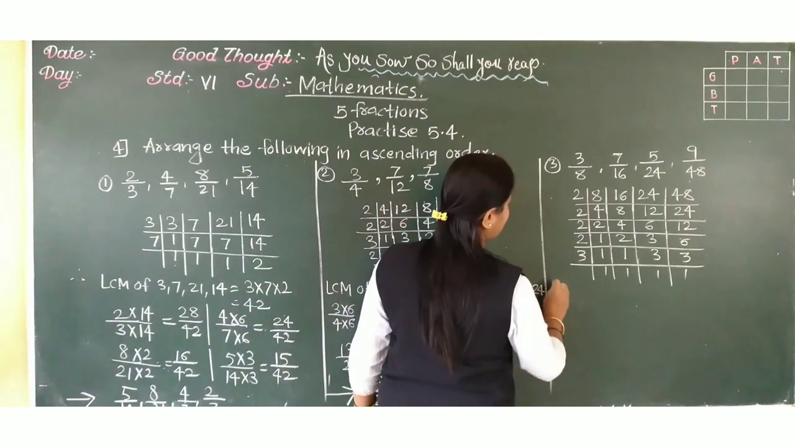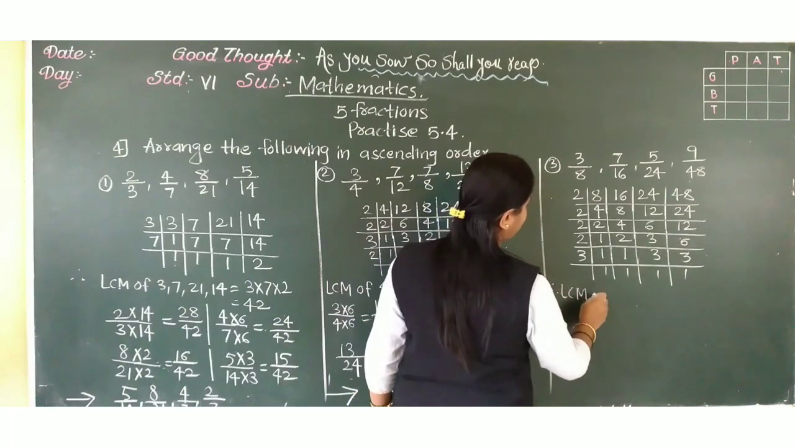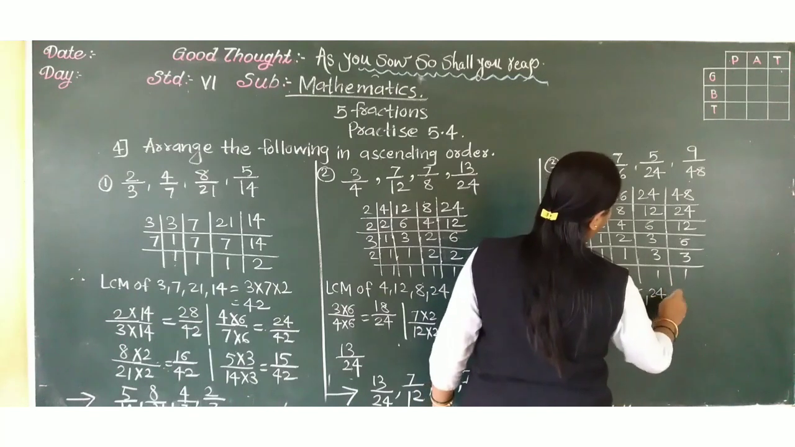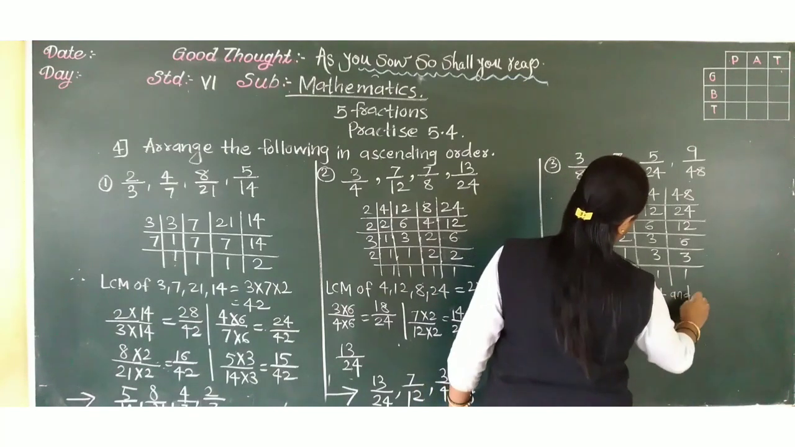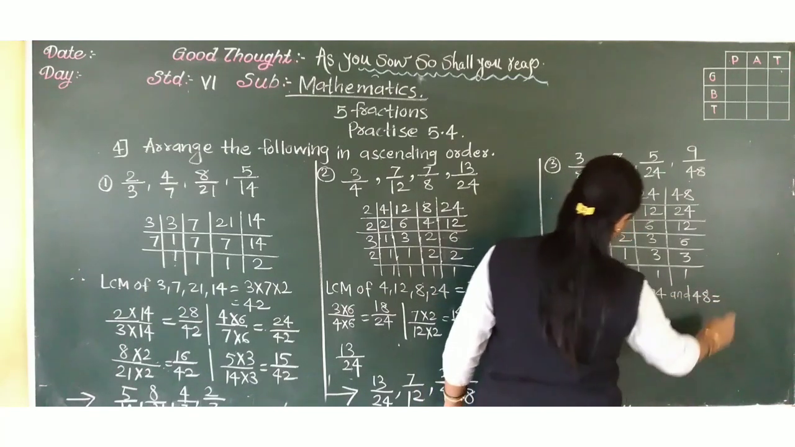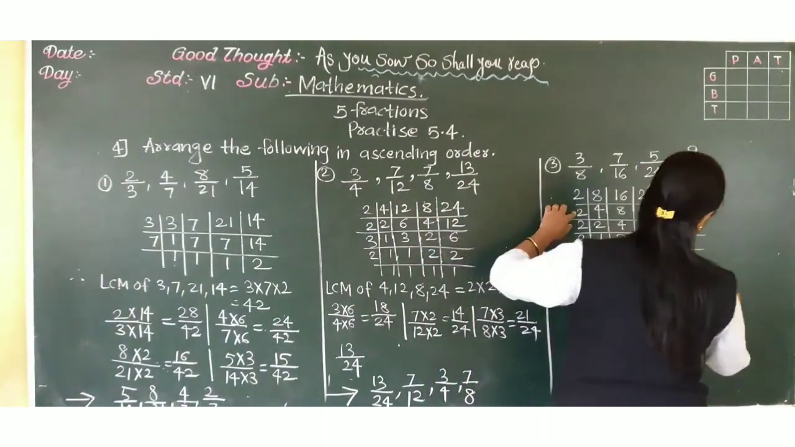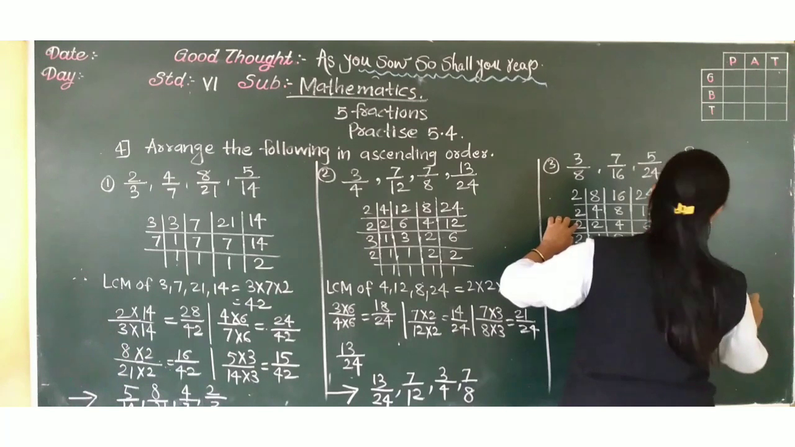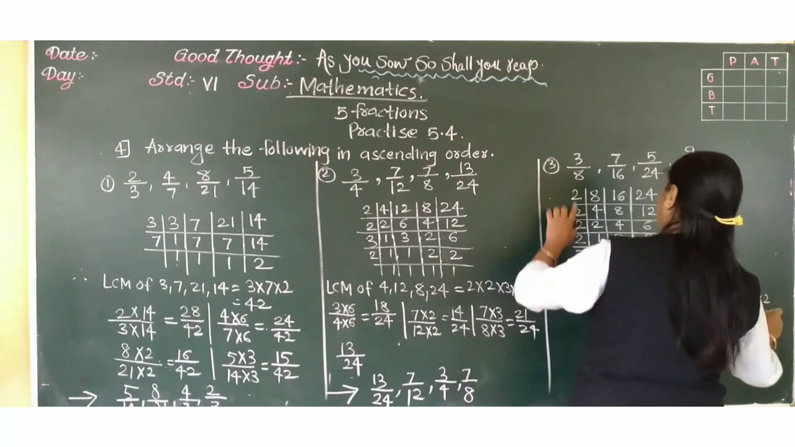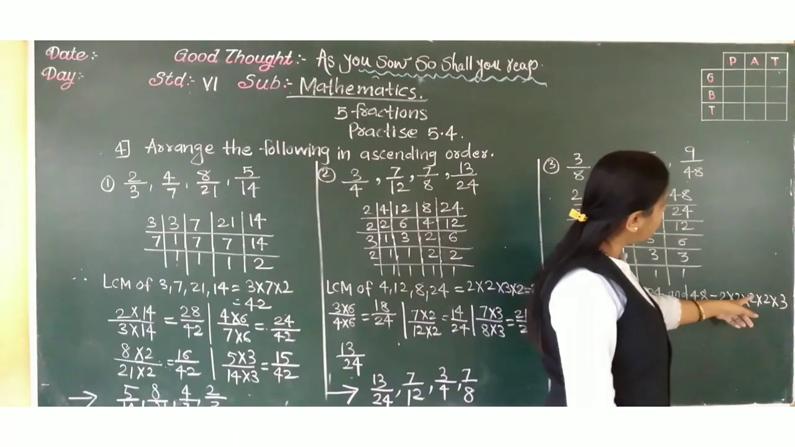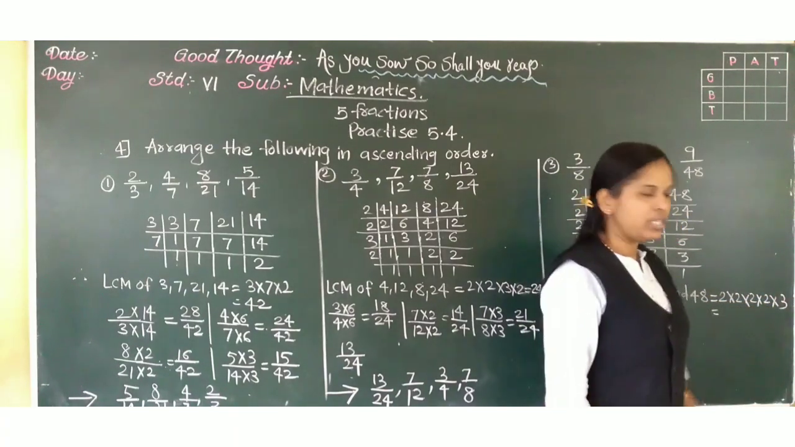LCM of 8, 16, 24 and 48. How much will it be? See, 2 multiplied by 2, into 2, into 2, into 3. 2 2s are 4, 4 2s are 8, 8 2s are 16, 16 3s are 48.